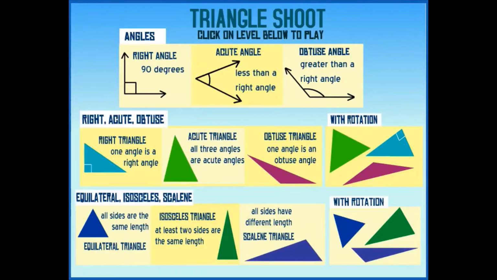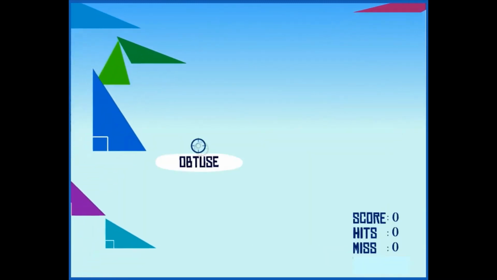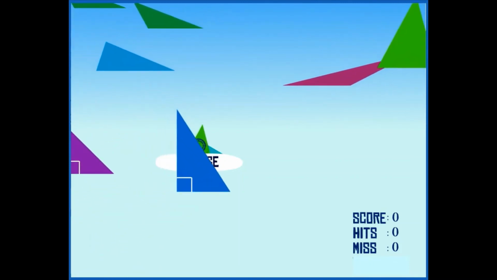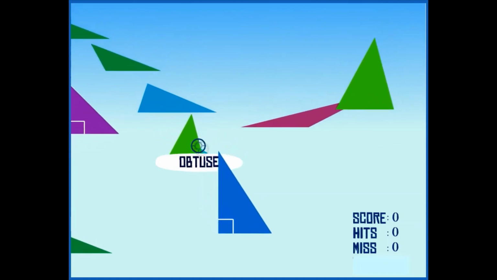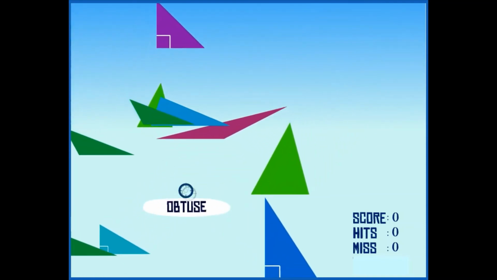Last level that we haven't looked at yet on the triangle shoot game is the one in the middle. Now it says right, acute, obtuse, and it's got triangles as well. So we're looking for angles but in triangles this time. Relaxed mode. Okay, so it will say obtuse. All right, so a bit like the last one, you're looking for angles, but you are looking for them in triangles. Okay, now it's a bit tricky, this game. It does take a little bit of getting used to.